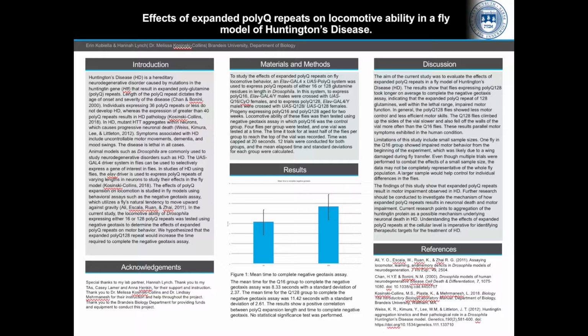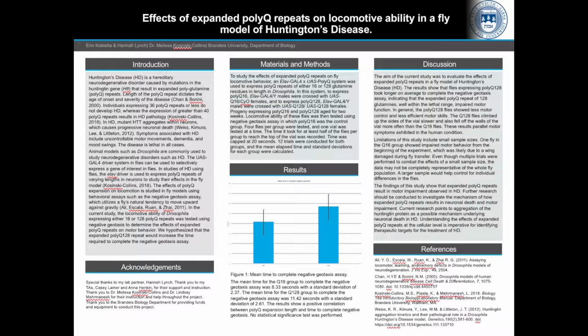For example, 1 fly in the Q16 group showed impaired motor behavior from the very beginning, likely due to a damaged wing during fly transfer. So our small sample size was unable to account for these individual differences. If this experiment were to be repeated, a larger sample size would be ideal to control for these individual differences.